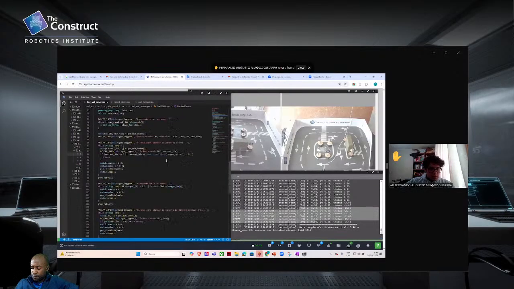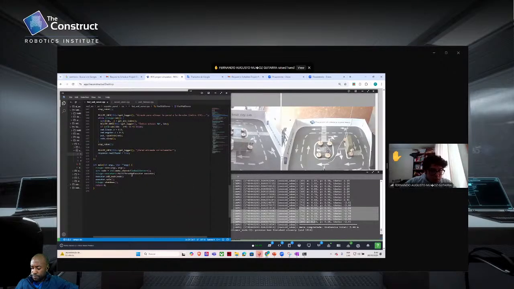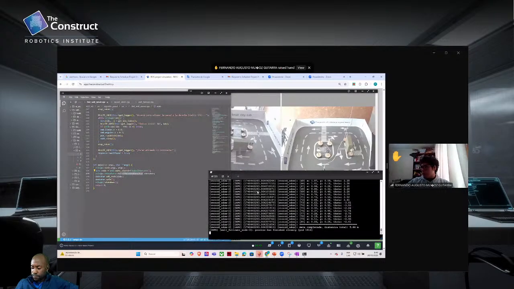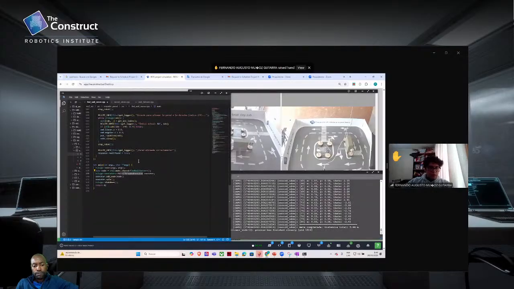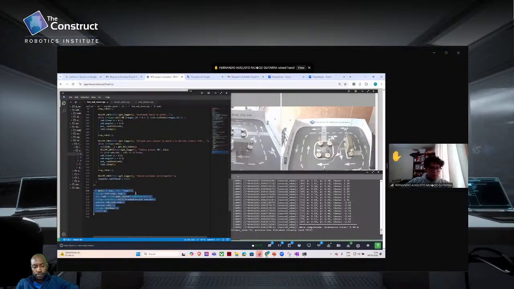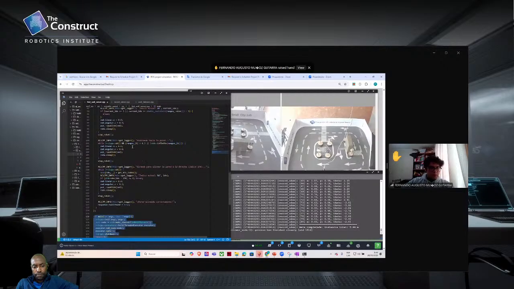And if you want, we have a multi-threaded executor. When you use callback groups, you avoid blocking between the subscription and the service. So we avoid this blocking between them. That was the two most important parts for this code.